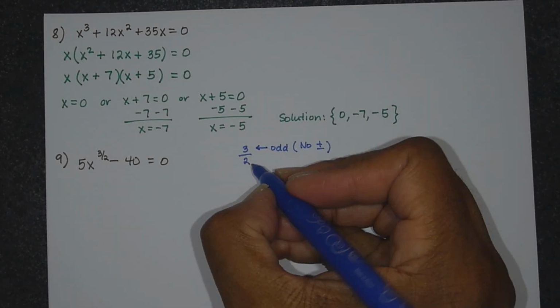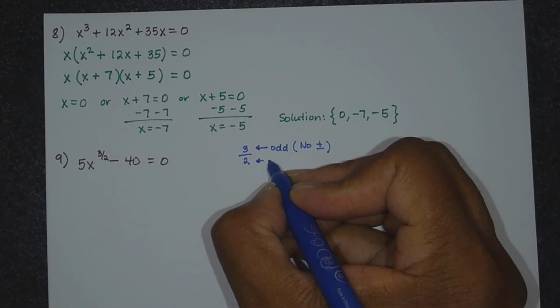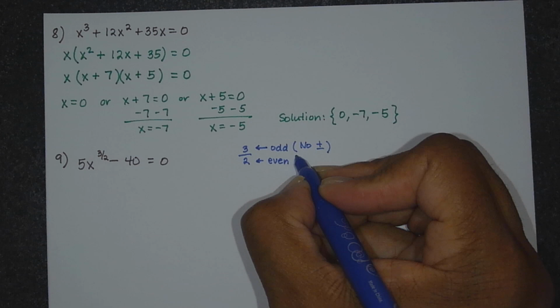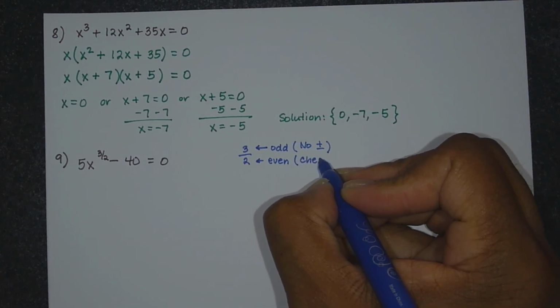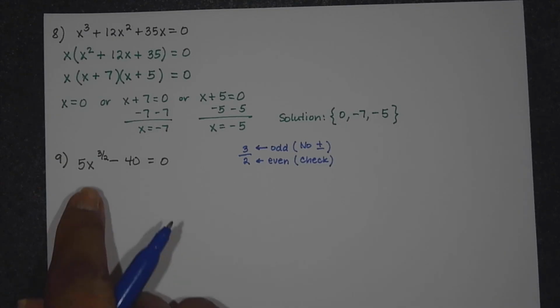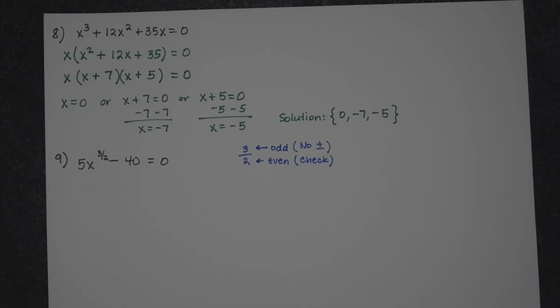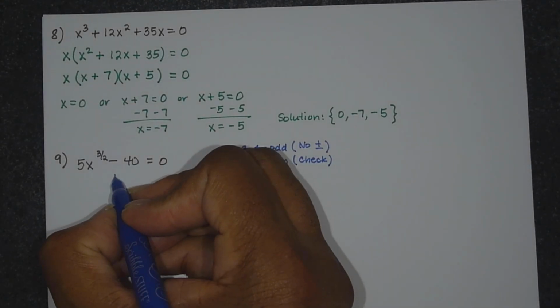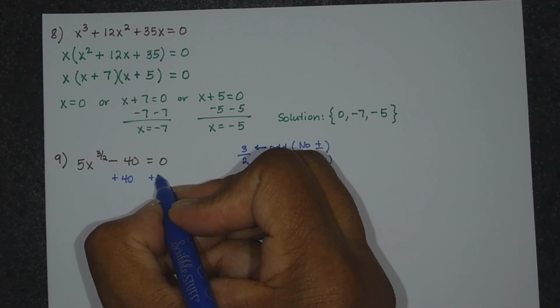Now, for the denominator of 2, is that even or odd? Even. When it's even, you must check your proposed solution. If the denominator was odd, then you don't need to check your proposed solution. Okay? So now, let's go ahead and solve this equation for x. What would be the first thing I need to do to get x to the 3/2 by itself? Add 40 to both sides.